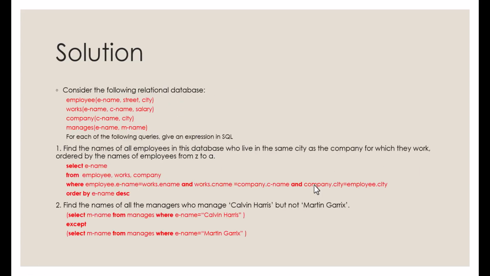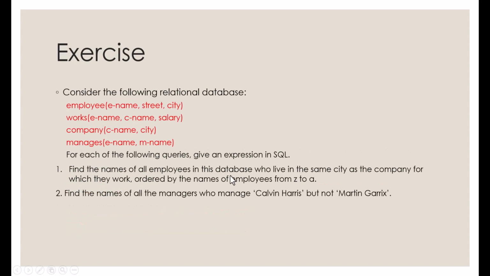Okay, let's go over it. So we are selecting the names of employees, so that's going to be e-name. And let's think about which table we can find this information. Okay, so it talks about the employee and the city that they live in. Okay, that can only be found in employee, right?